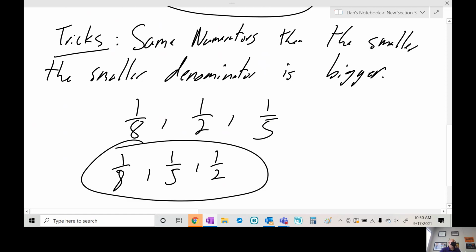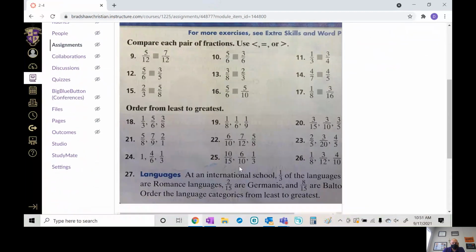Again, the official procedure, the real way to do it, is to get common denominators. And then you'd have to figure out what's in common between 8, 5, and 2. But that's a lot of work. I want to help you guys find ways to save some work. Let me show you some other examples in this.